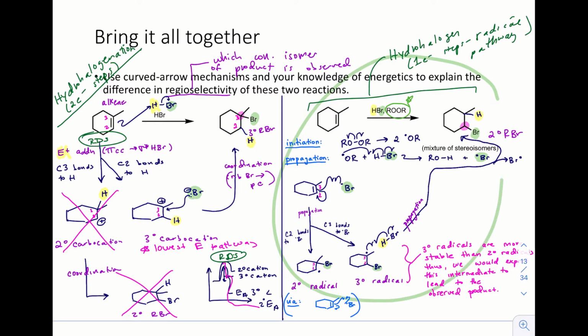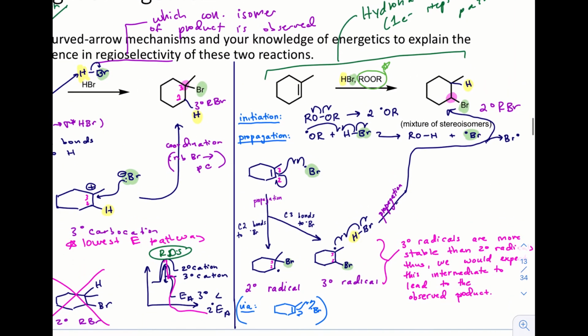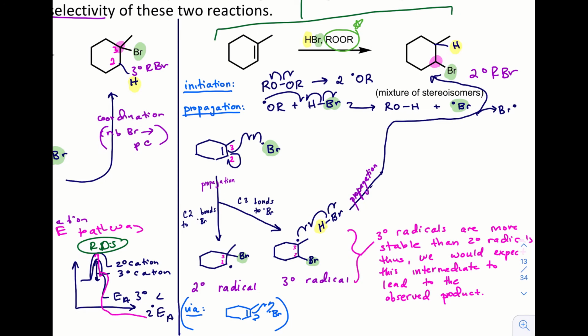Speaking of in the presence of hydrogen peroxide, let's take a closer look at the radical mechanism. As we discussed, in this process, first initiation must happen where the oxygen-oxygen bond of peroxide is cleaved to generate alkoxy radicals. Those alkoxy radicals propagate the radical by reacting with HBr to generate the bromine radical. Now, the bromine radical can react with the pi electrons of the alkene.